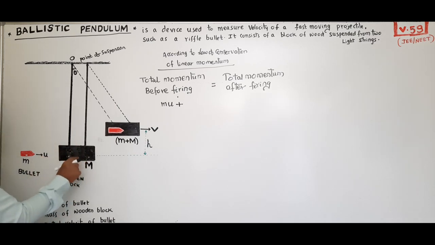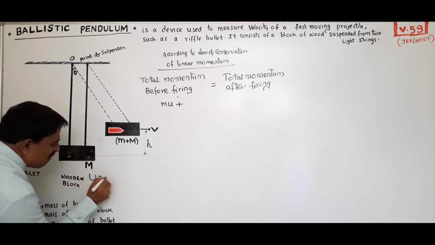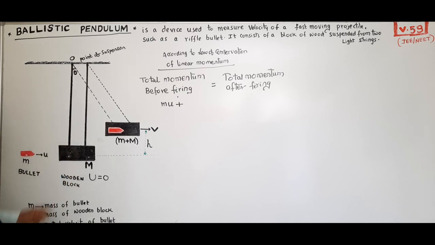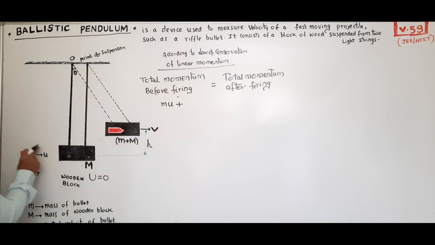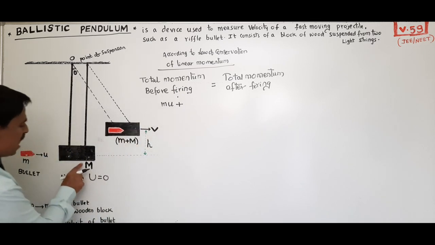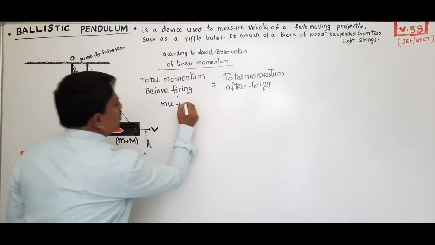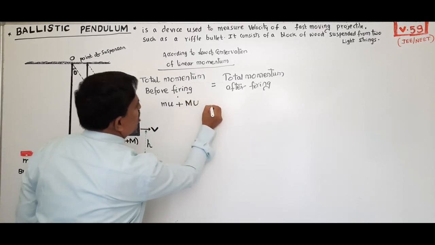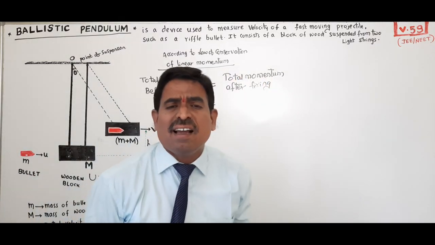Now, the block is in the rest position, so its initial velocity is zero. Total momentum means momentum of the bullet plus momentum of the wooden block. Momentum of the block is mass into velocity, capital M into capital U. This is equal to the total momentum after firing.